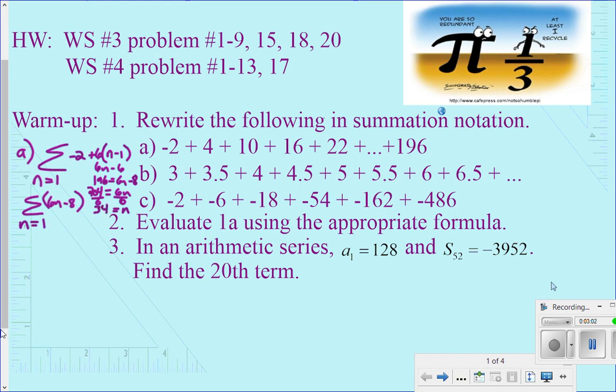So if there's 34 terms in the series and we started the lower index at 1, that means 34 is what we put as the upper index. So that is our answer for letter A.